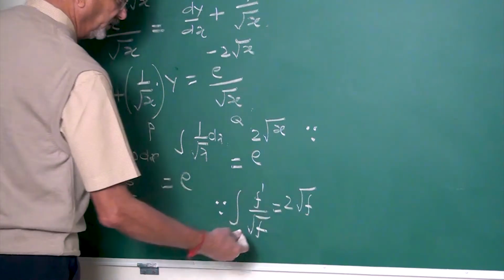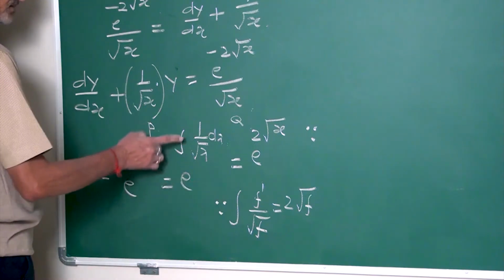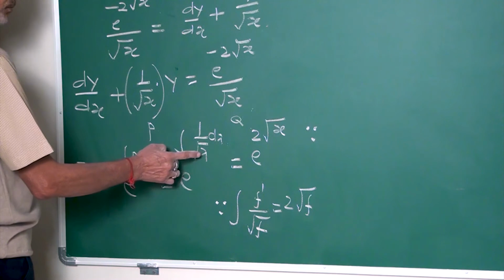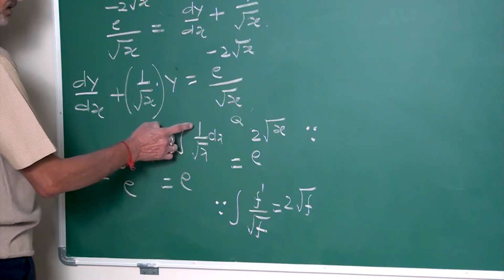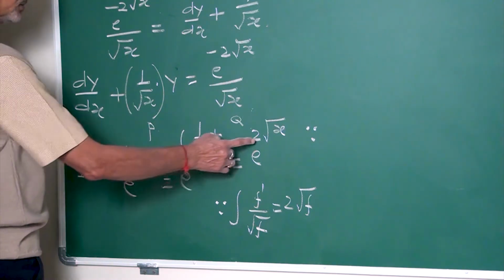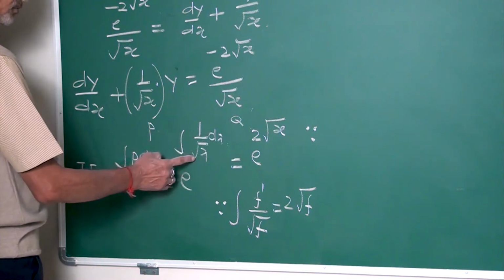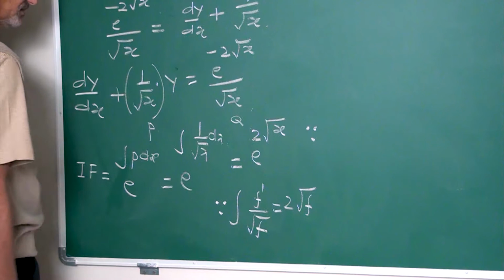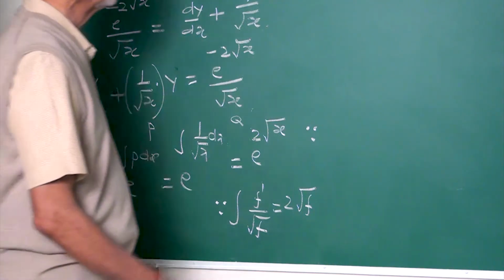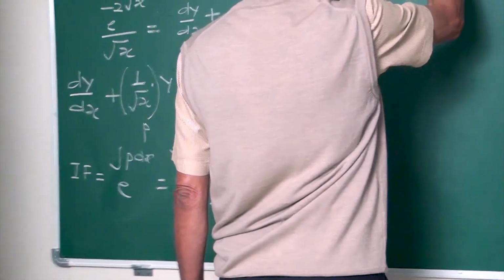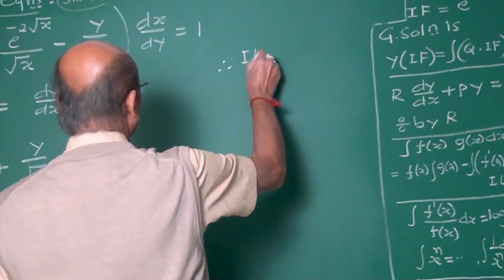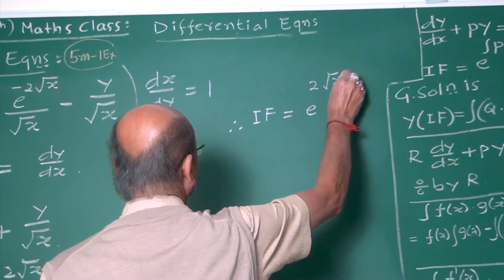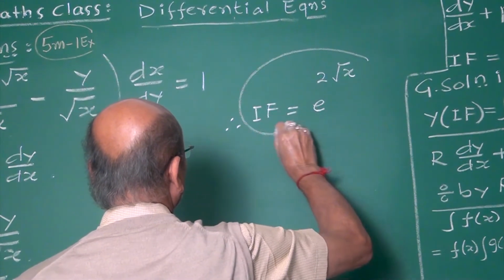I have repeated this many times. What is your f dash here? 1. What is your f? x. If it is f dash upon f, it is log. If it is f dash upon root f, it is 2 root f. Just refer to this formula, my friends. Therefore, the integrating factor is e to the power 2 root x.